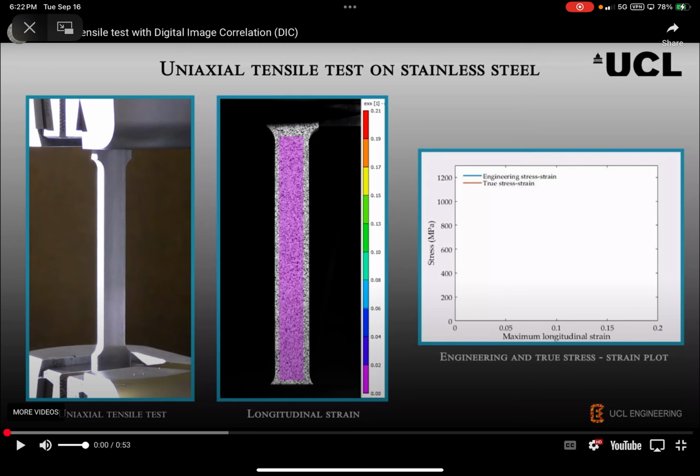Basically, when you are running a bunch of these tests to obtain material properties, what you have are these things called stress and strain curves. These stress strain curves are really important because they help us understand the material behavior at various loads and deformations, how they relate to each other, and so on and so forth. So I'm just going to play it.